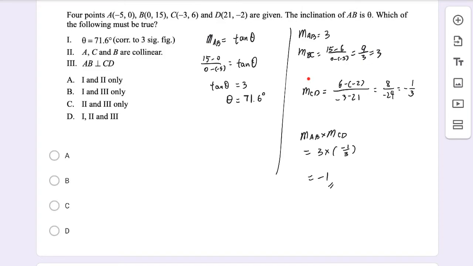Last one, you find out the slope of CD, that will be -1/3. So when you consider the product of the slopes of AB and CD, you have -1. So this one is also correct. That means in this problem, D should be the answer.